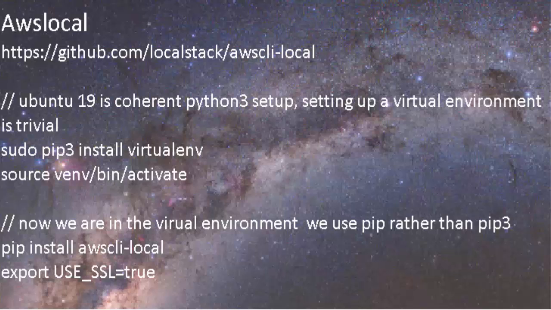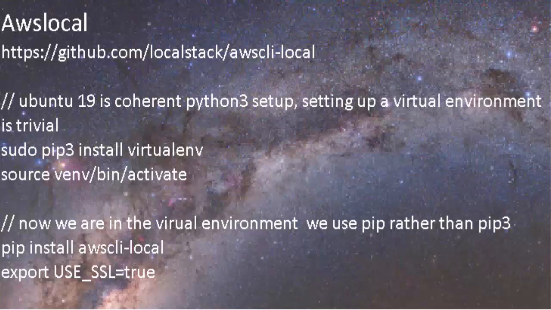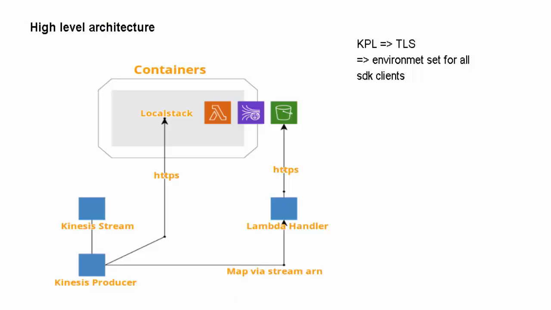For Python, if possible, I try to develop on Ubuntu 19 because it has a very coherent Python 3 setup. Setting up a virtual environment on Ubuntu 19 is trivial. With these commands, we can install and activate a virtual environment. Once we've set up and activated our virtual environment, we can install AWS Local and export the environment variable to allow it to talk to LocalStack over HTTPS.